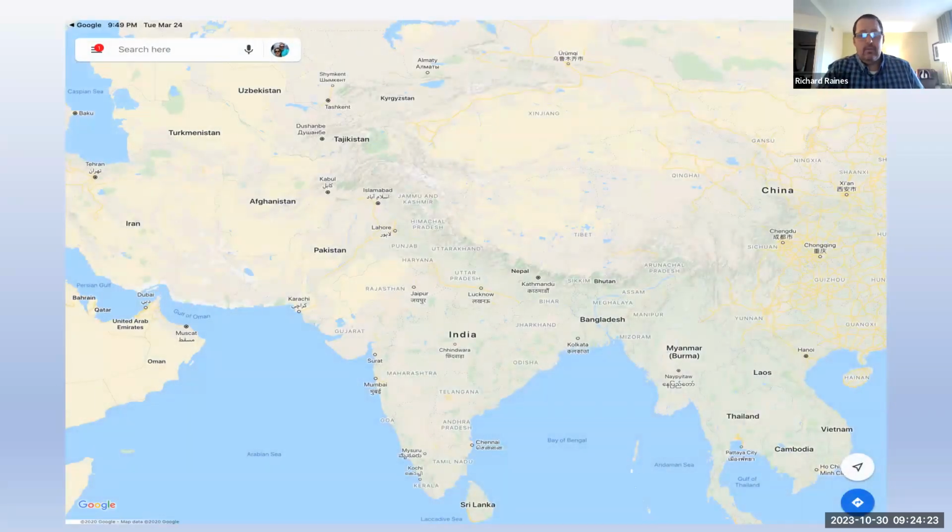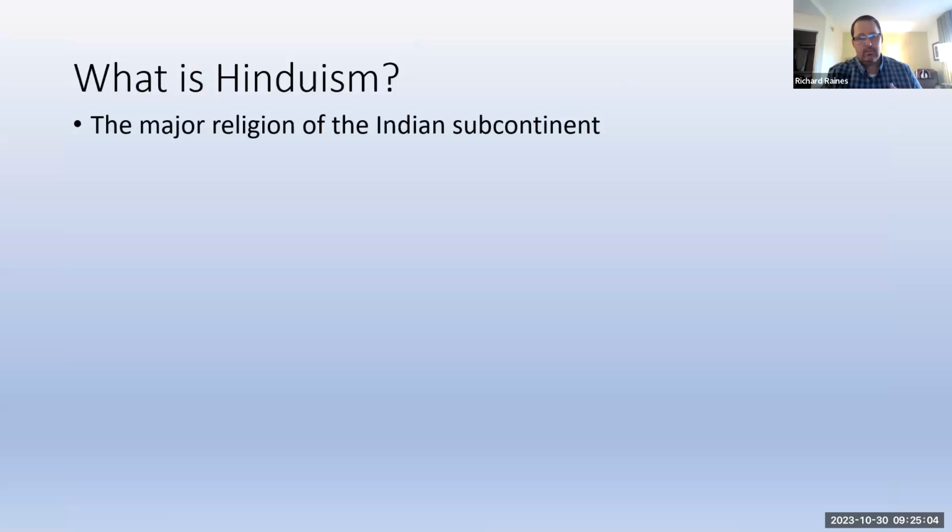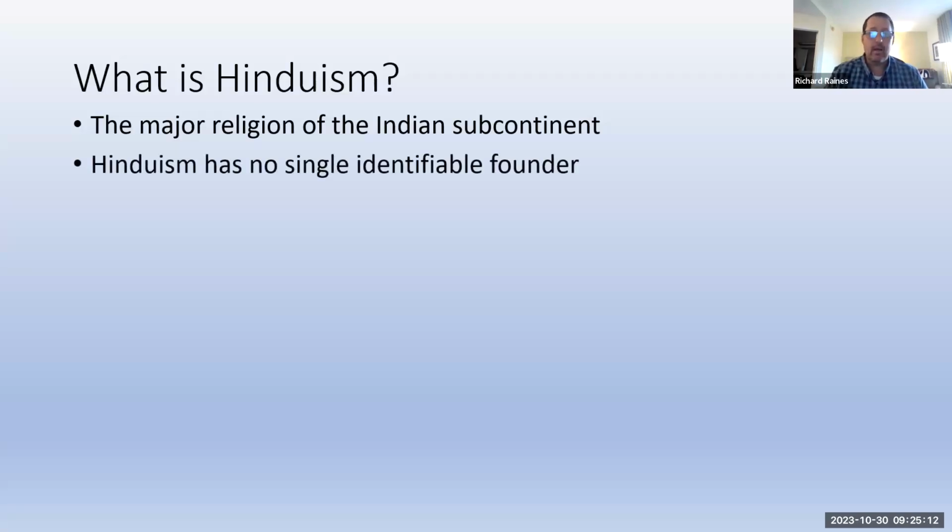If you can see the map here on the screen, you see towards the bottom of the screen, India, the Indian subcontinent. Most of the Hindus in the world live right here in India. There's quite a few Hindus in the United States, quite a few in England and Great Britain, England, Ireland, Scotland, and other European countries, but the vast majority of Hindus in the world live right here on the Indian subcontinent. When we talk about Hinduism, it's one of the oldest religions on the planet, a major religion of the Indian subcontinent.